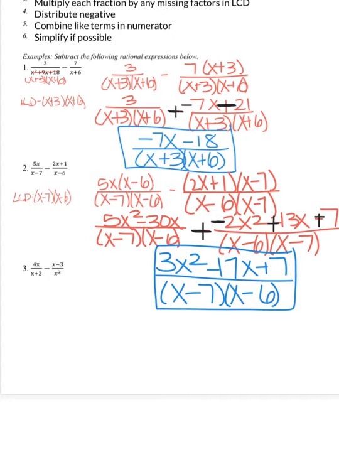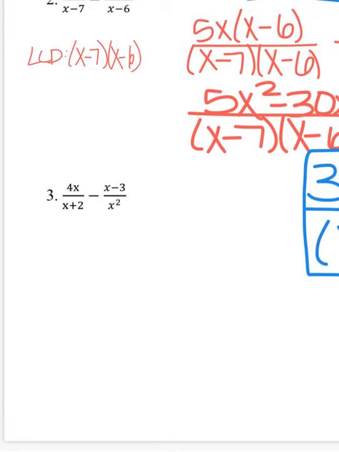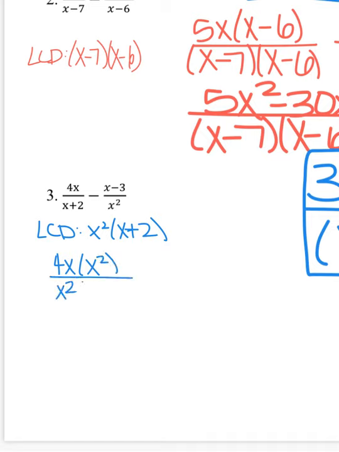Okay? And then last one, number 3. Cannot factor x plus 2, cannot factor x squared. So your LCD, you're going to put them together, is x squared times x plus 2. Your first fraction on the left, that's missing the x squared. So we have 4x times x squared divided by x squared times x plus 2.